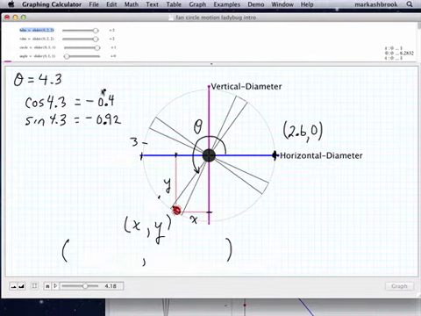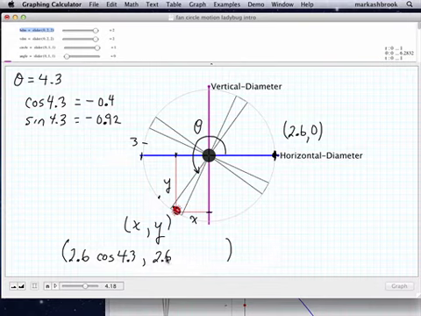Yeah, so if this is how many radius lengths, then we're going to multiply it by the radius. So the x-coordinate of this point will be 2.6 times the cosine of 4.3, and the y-coordinate will be 2.6 times sine of 4.3. So let's find approximations for those values and then verify that they make sense.